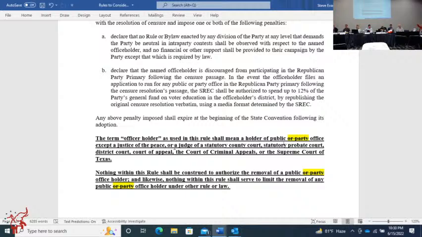So I oppose this amendment. Chair recognizes Grace Jones.